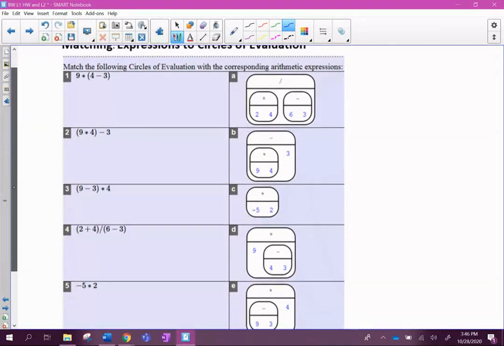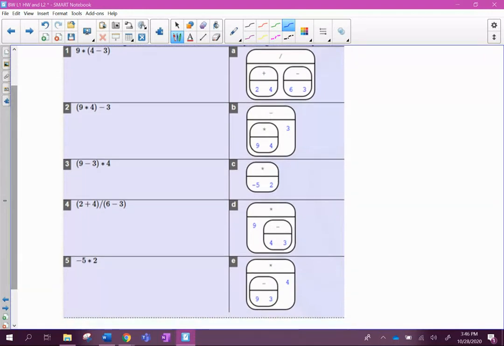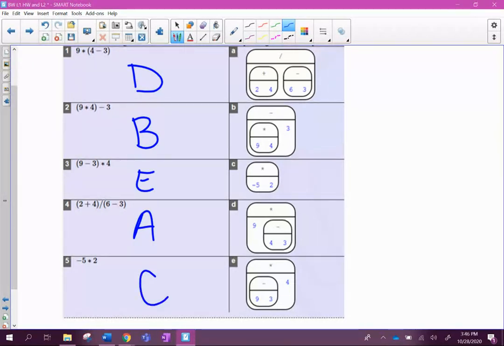All right, so the correct answers for these matching: number 1 was letter D, number 2 is letter B, number 3 is letter E, number 4 is letter A, and then last but not least, number 5 was letter C. Okay, so hopefully you got all of these correct.